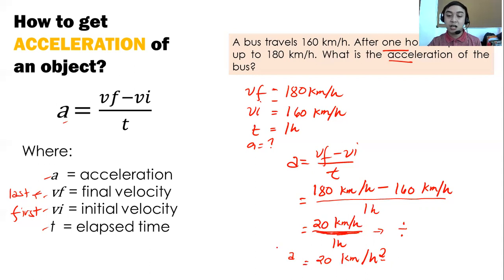So the acceleration of the bus is 20 kilometers per hour squared. What does it mean? Every hour, the bus speeded up, or it adds 20 kilometers per hour to its speed or velocity. So there is a change of velocity. It is accelerating, it is speeding up. That is what we call acceleration.